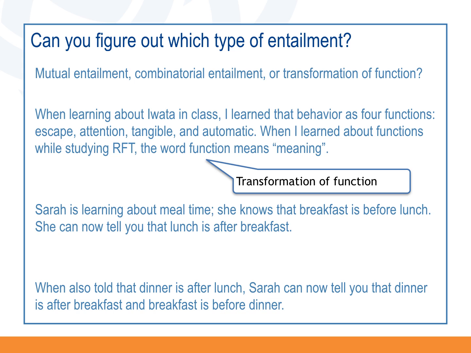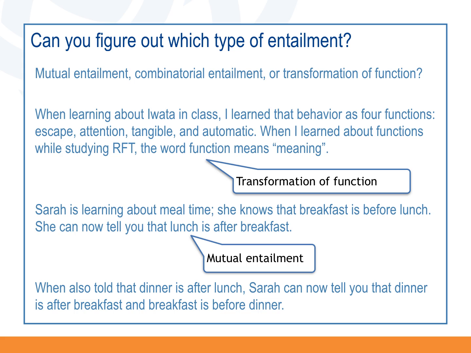Next one: Sarah is learning about mealtime. She knows that breakfast is before lunch. She can now tell you that lunch is after breakfast. Which one is that? It could be mutual entailment. So it goes both ways, that bidirectionality. This one is going to come up when we go over the frame families, the temporal one, which looks at time: before and after.